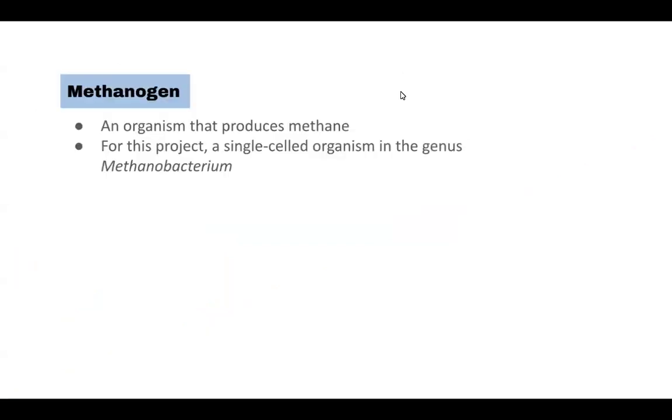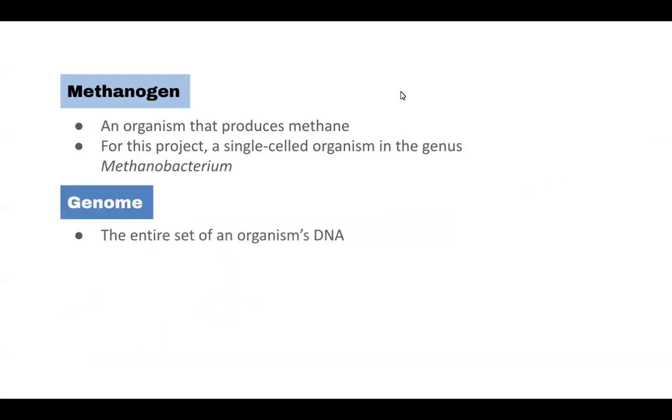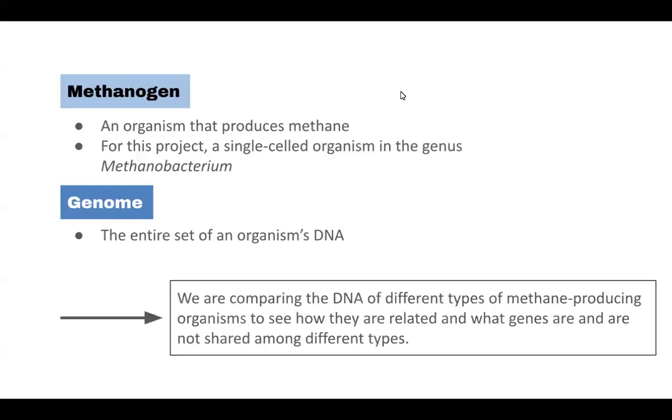So, what do I mean by that? Well, a methanogen is just an organism that produces methane. For this project, we focused on a single-celled organism in the genus Methanobacterium. And a genome is just the entire set of an organism's DNA. So, when I say Methanogen Genome Comparison Project, I just mean that we are comparing the DNA of different types of methane-producing organisms to see how they are related and what genes are and are not shared among different types.